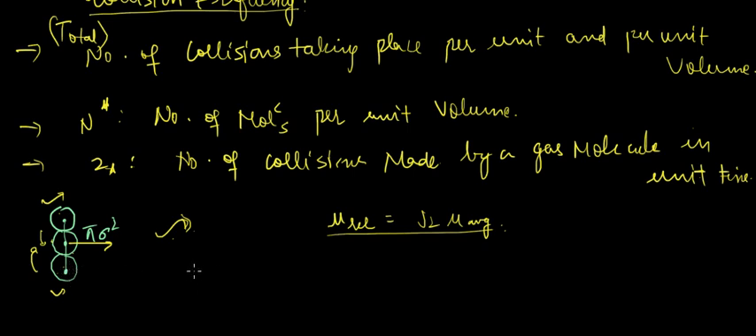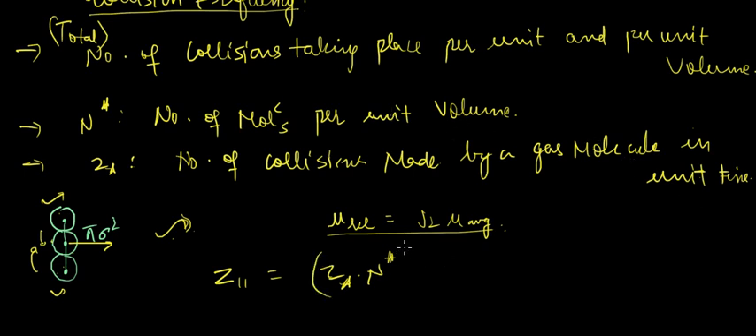So we'll be writing that the total number of collisions taking place would be nothing but, let's denote it by Z11. Now we'll come to this half part later, but let me first write down the other terms. We know that Z star is the number of collisions by a single moving gas molecule in unit time. So when we multiply Z star with the total number of molecules per unit volume, we will get the total number of collisions made by gas molecules per unit volume and per unit time.